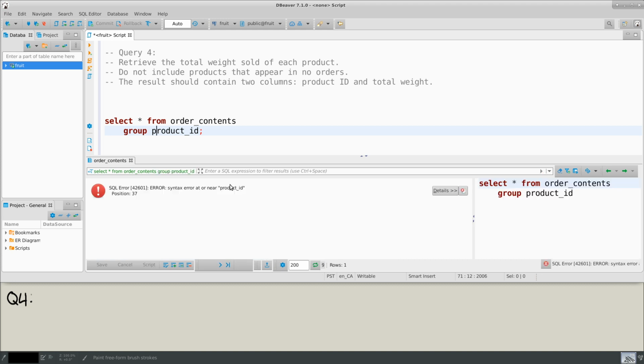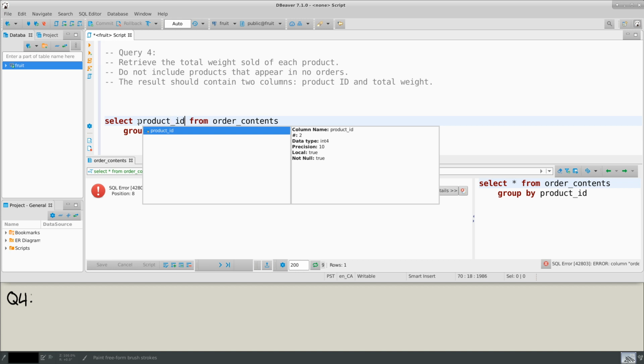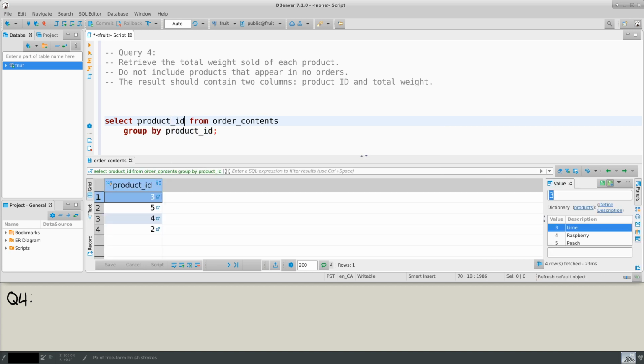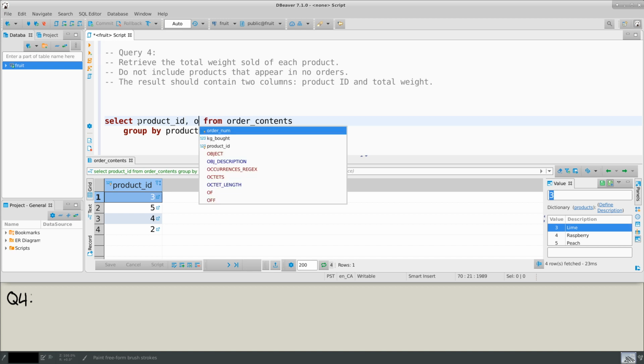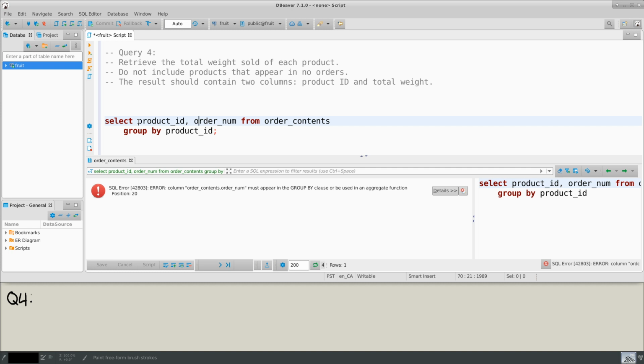It's a bit small, but it says group by product ID. There we go. And you'll see it says order num must appear in group by clause or be used in an aggregate function. That's because this star is trying to bring in order num. Now I'm allowed to use product ID because it is one of the grouping criteria. But just to drive it home, if I try and bring in order number, it says, sorry, how can you use that? There are multiple things in each bucket, multiple values of order number. Which one do we use?